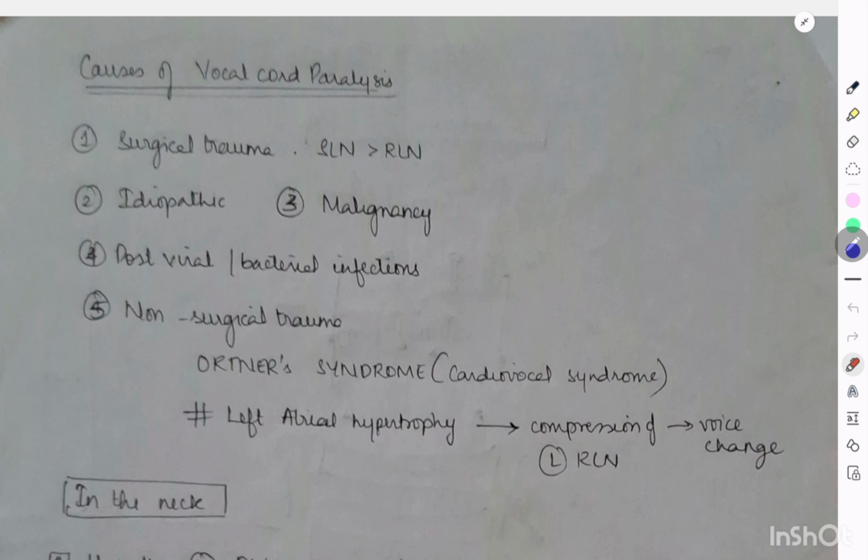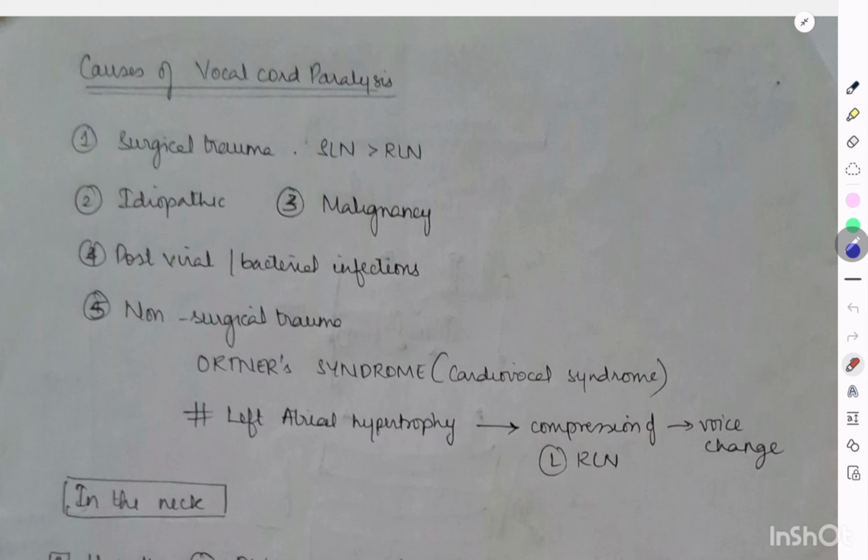Now coming to vocal cord paralysis proper, first we'll see the causes. The first cause is surgical trauma. In surgical trauma, the most common is superior laryngeal nerve palsy. Very important: superior laryngeal nerve palsy is more common than recurrent laryngeal nerve palsy in surgical trauma. The second cause is idiopathic. The third cause is malignancy. The fourth is post-viral or bacterial infections. And the fifth one is non-surgical trauma.